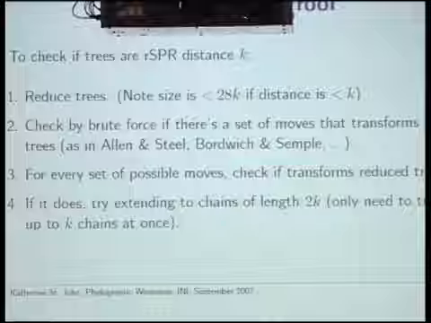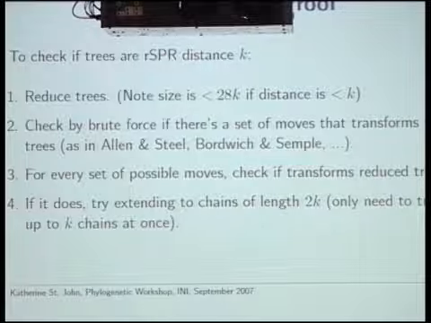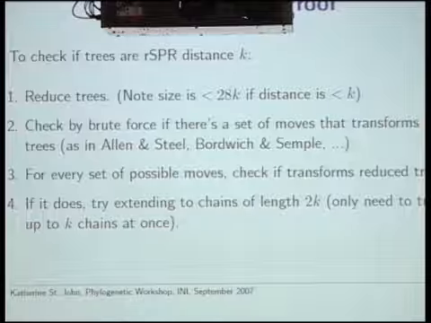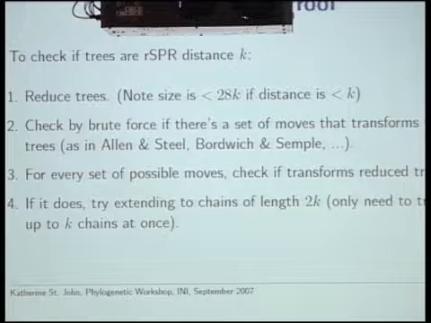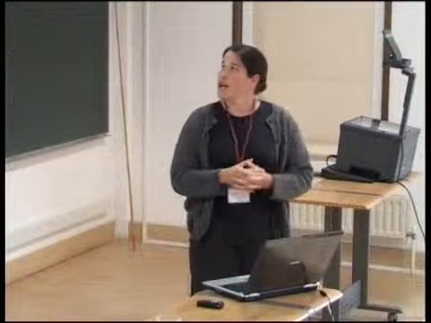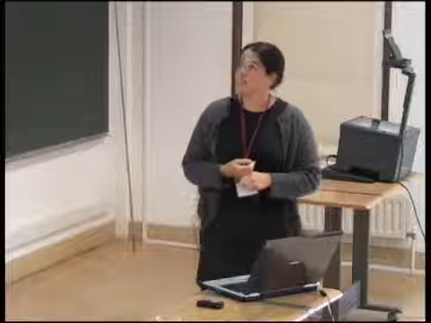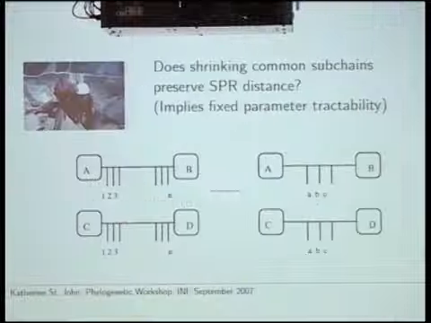Now, that would be great if we actually had that SPR distance was preserved under the chain reduction. We don't. So what we have to do next is for every possible set of moves, check the transformation. And what do I mean by checking the transformation? We have to extend the chains back out and try them. This is where we get the super exponential. We end up with a huge number of things to check, but it only depends on k. It doesn't depend on n. So we end up with the fixed parameter tractability. And that's actually what this says, dividing the steps into which depends on k and which depends on n.